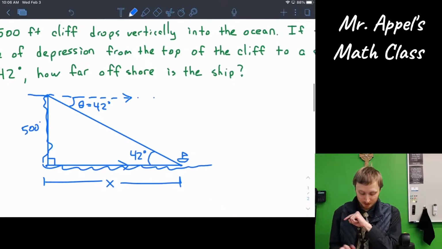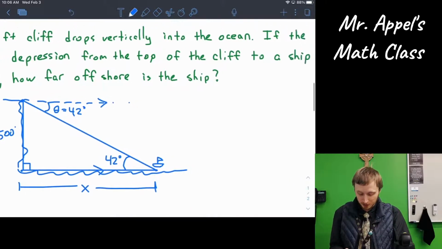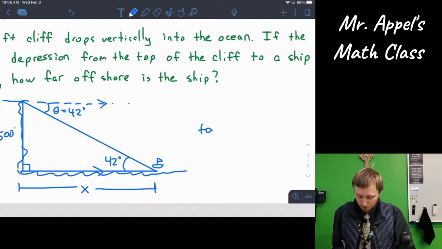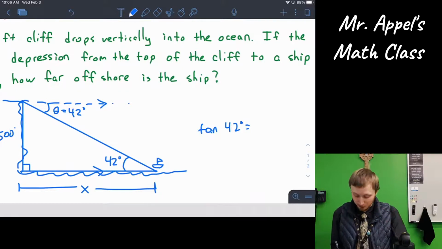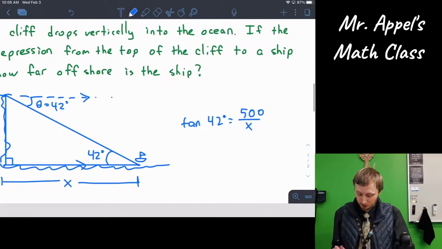Now we have our opposite side. We want to find our adjacent side. We know the angle. So set up our trig ratio. The tangent of 42 degrees will equal, SOHCAHTOA, opposite, so the 500 on top over x. Solve for x: multiply both sides, then divide by tangent. So x is going to be 500 divided by tangent of 42 degrees.